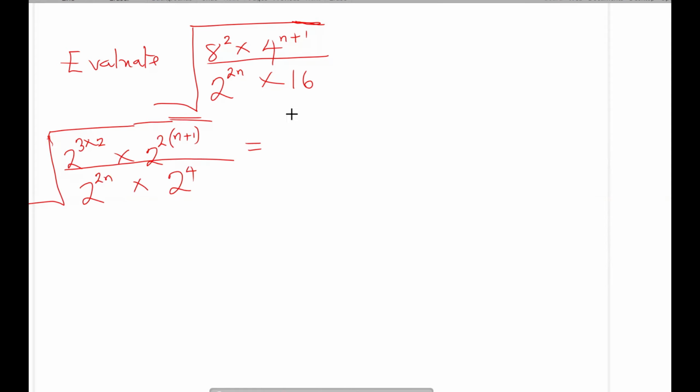So now let's simplify for that. 2 raised to the power of 3 times 2, that will be 6. Times 2 raised to the power, if you open the bracket for this, that will be 2 times n, that will be 2n, and 2 times 1, that will be 2, plus 2. Divided by, this one is 2 raised to the power of 2n times 2 raised to the power of 4.